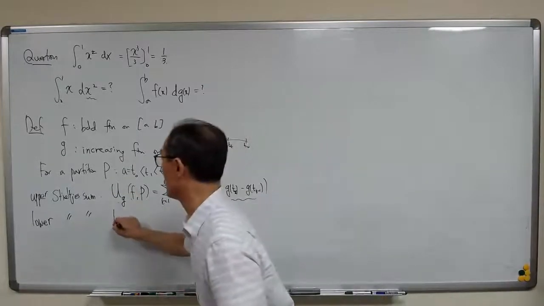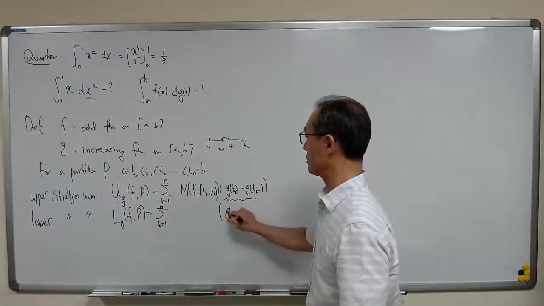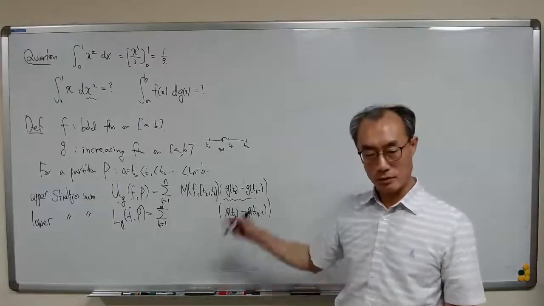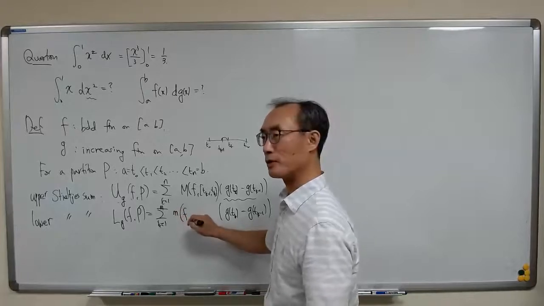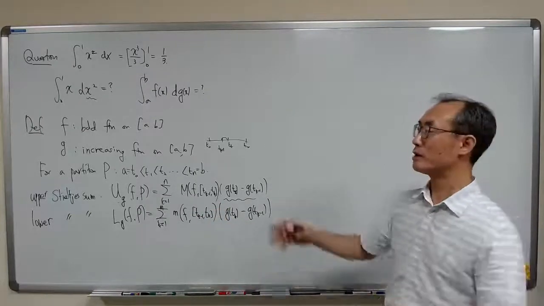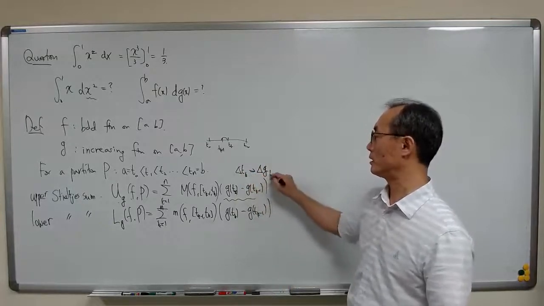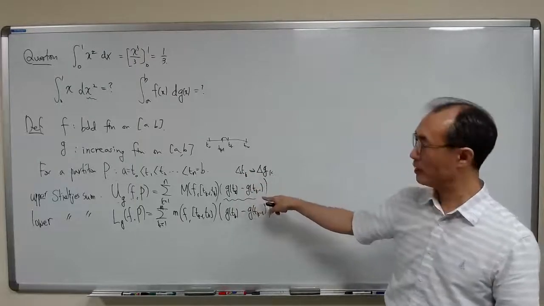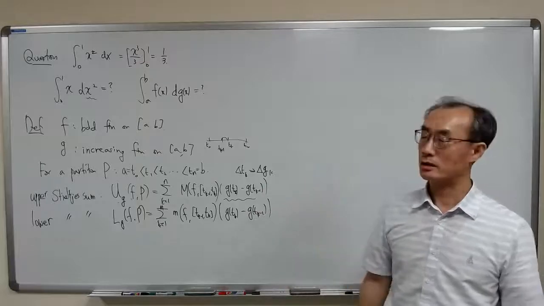Similarly, the lower Stieltjes sum, denoted by L g of f and P, is defined by the summation as k goes from 1 to n of the increments of function g, multiplied by the value of the integrand f on this interval, measured by the infimum, little m, of this function in the subinterval. So in the Riemann-Stieltjes integration, you replace delta tk by delta gk. Instead of the length of the interval, we use the increments of function g. Then the rest of the development is almost parallel to what we have done for the Riemann integral.